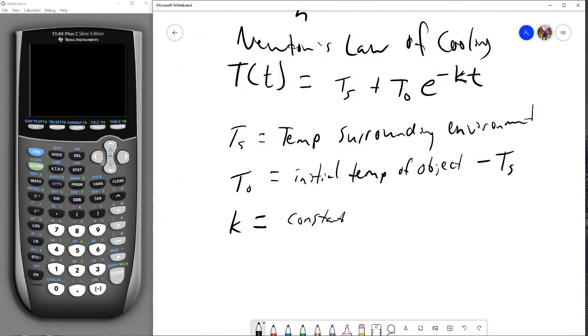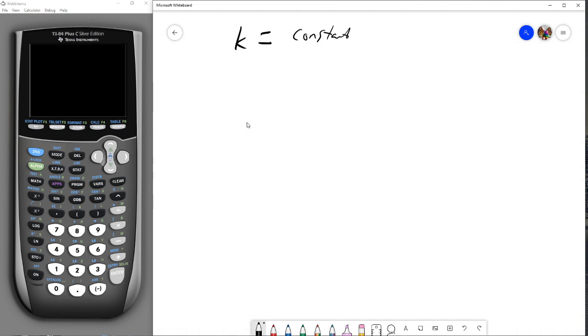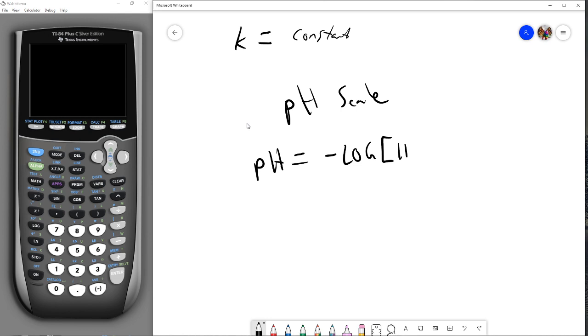And then after Newton's law of cooling, we looked at applications of logarithms, right? We looked at the pH scale, for example. So the pH scale said that the pH is equal to negative log of the concentration of hydrogen ions. I think that's fairly straightforward.